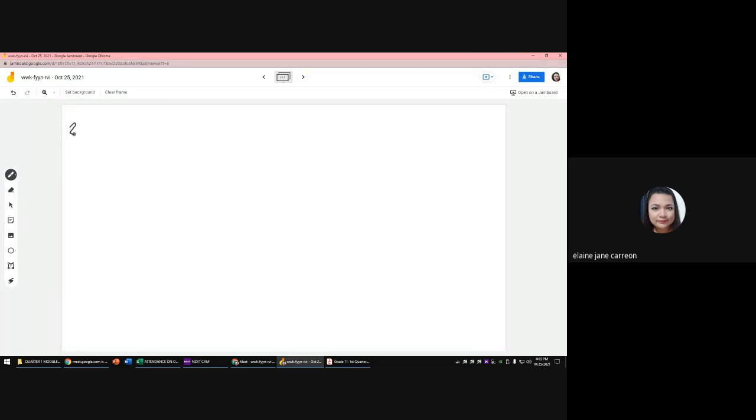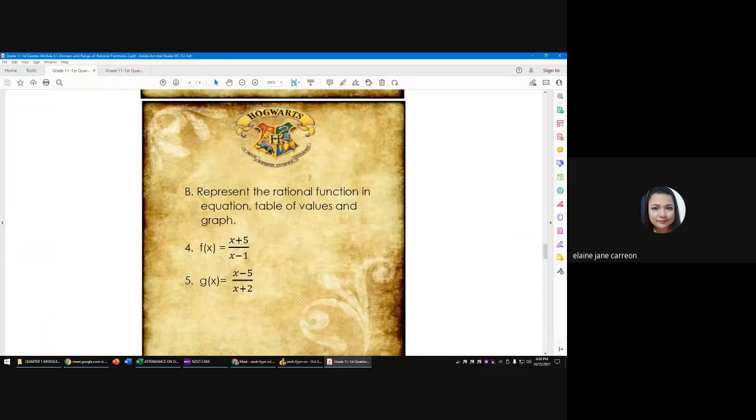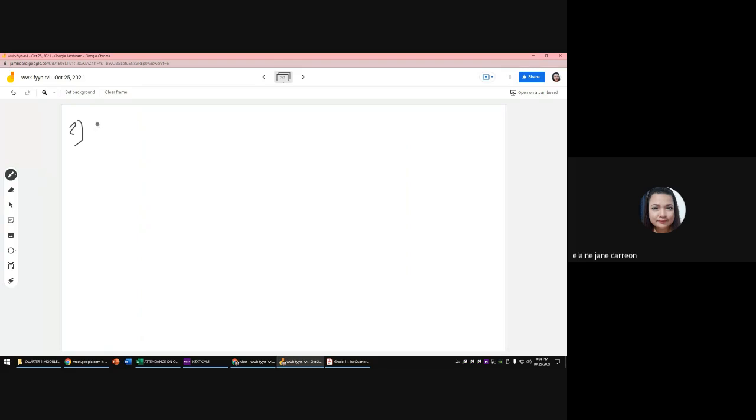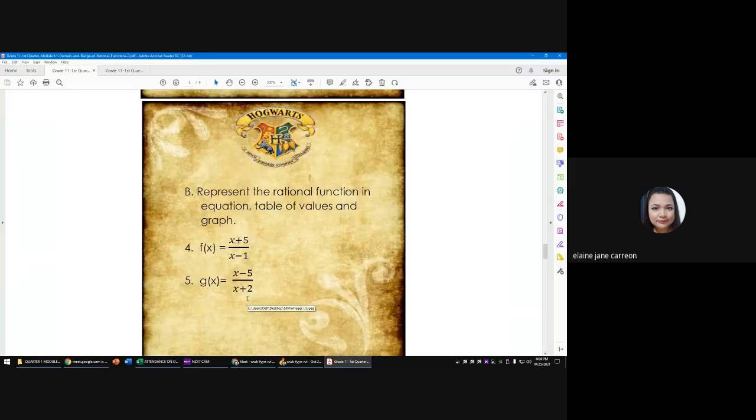Number 2. Our given is g of x is equal to x minus 5 over x plus 2. Let me take a last look. X minus 5, x plus 2. Okay, correct. No, wrong actually. It's x plus 2 in the denominator, x minus 5 in the numerator. There, that's correct now.